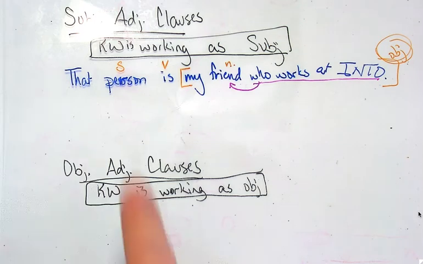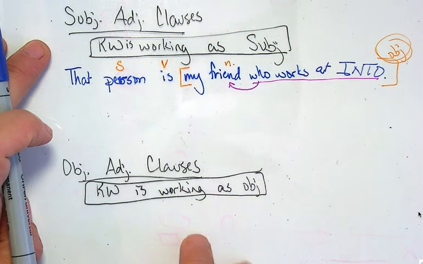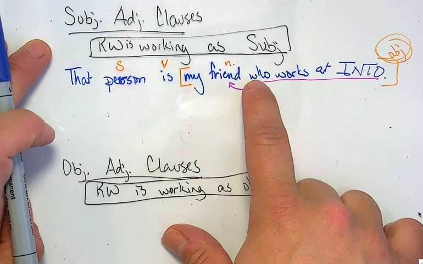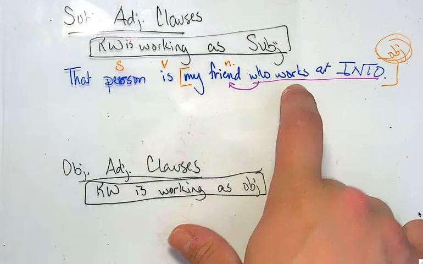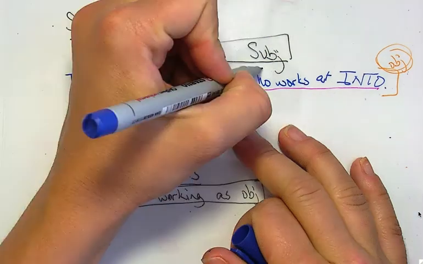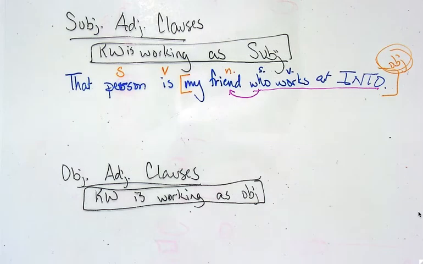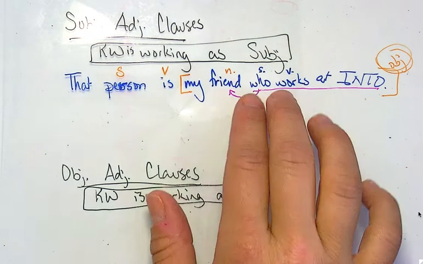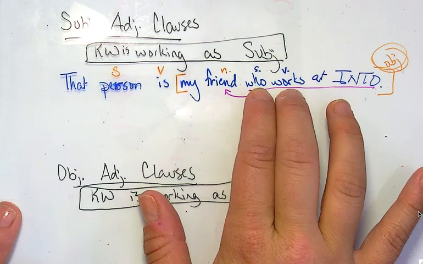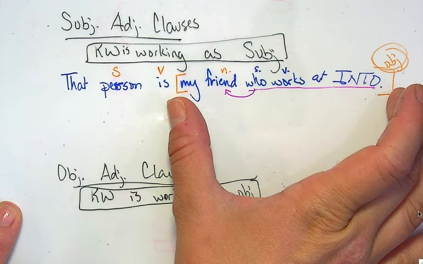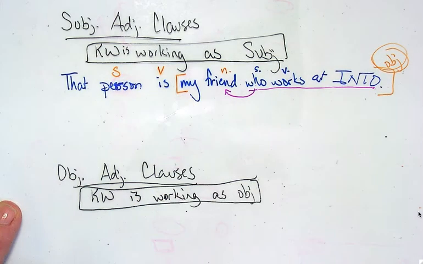This is a subject adjective clause because our keyword here is working as the subject for the verb inside of the adjective clause. This is our subject, this is our verb. So this is called a subject adjective clause. This subject adjective clause is the object inside of our main clause. Let's look at another example.